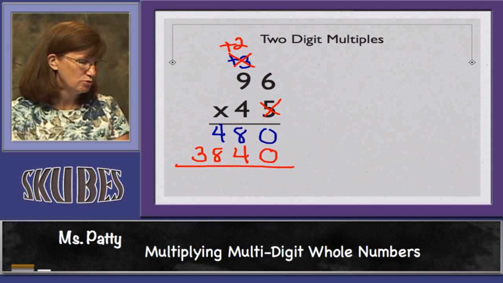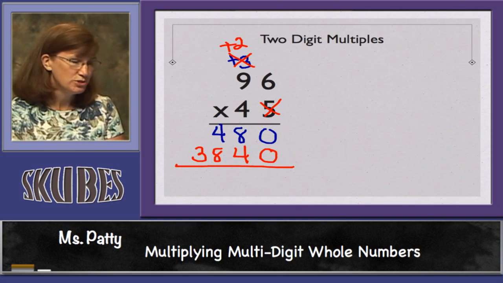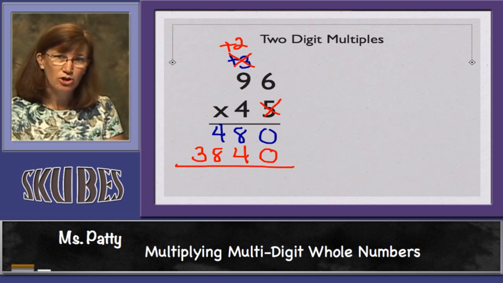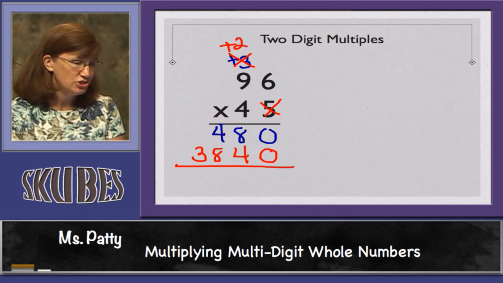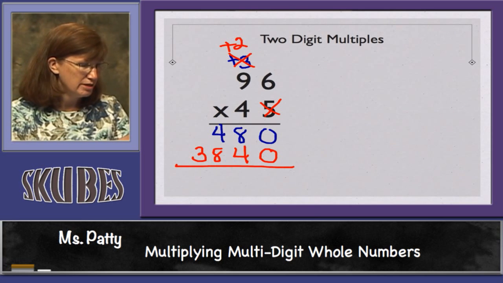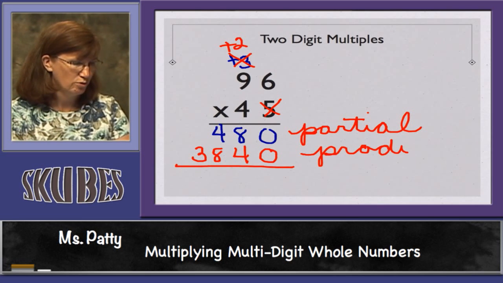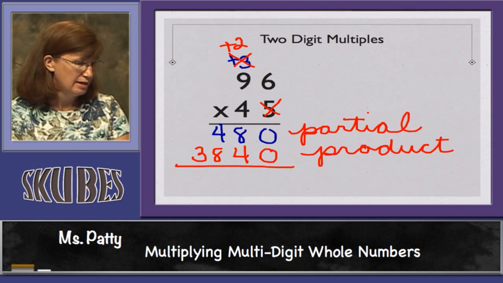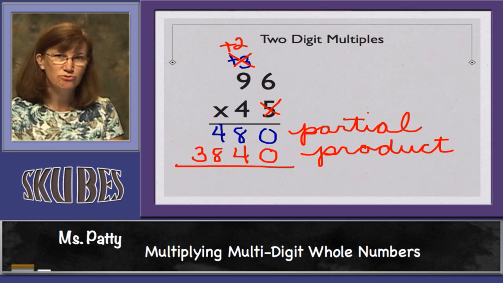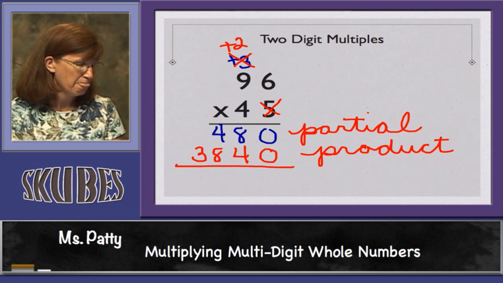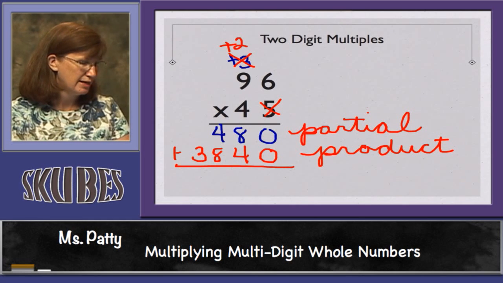Now these two numbers have names also. Our final answer is called the product, but we're not finished yet. These together are each called partial products, and I'll write that down so you can see it. Both the 480 and the 3,840 are called partial products. Now that we have our partial products, we can add them.